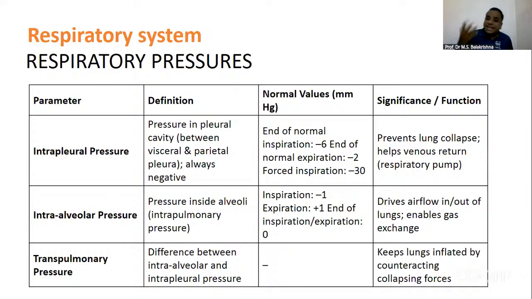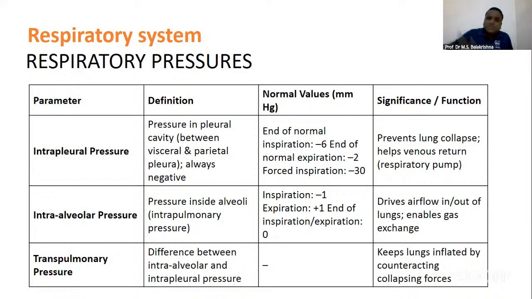And this negative pressure will prevent lung collapse. Then intra-alveolar pressure. It is the pressure inside the alveoli, the small balls, the grapes, what we call them. At the end of inspiration, the pressure is -1. At the end of expiration, it is +1. So, there is a drastic change from -1 to +1.